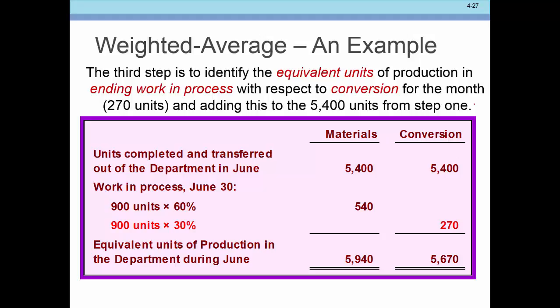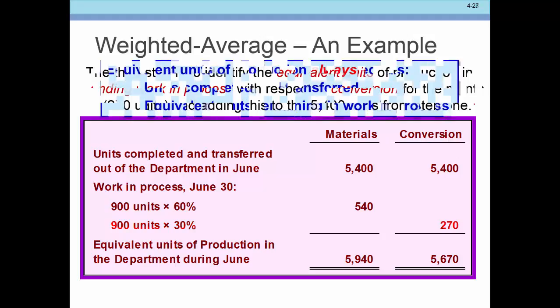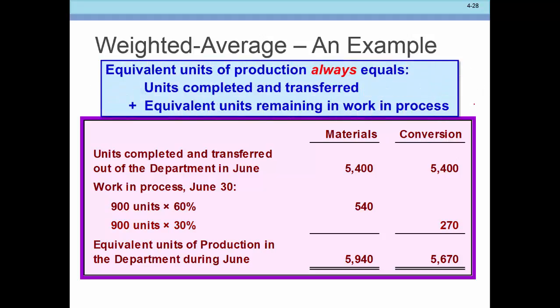How easy is that? Okay, good. Now you come over, and they tell us that the equivalent units of production always equals units completed and transferred out plus the what? Plus the equivalent units that are in ending inventory. Isn't that what we just did?